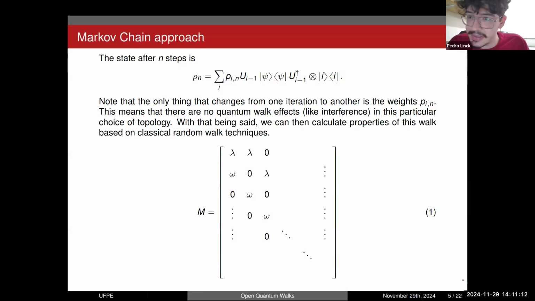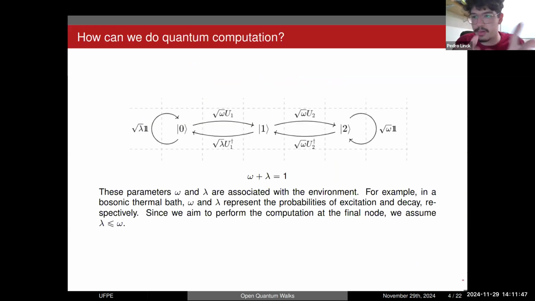And the transition matrix is this. For those who don't know, a transition matrix is basically, for example, the first column is saying what's the probability. This first element, lambda, is saying what's the probability of going from the first node to the first node. It's lambda. And the element below, omega, is saying what's the probability of going from the first node to the second node. It's omega. What's the probability, in the first column, third row, of going from the first to the third? It's 0, because there is no arrow here, from 0 to 2, for example, okay?